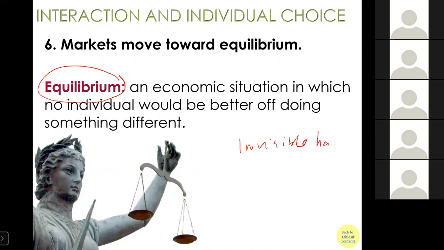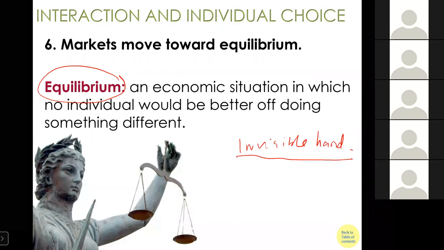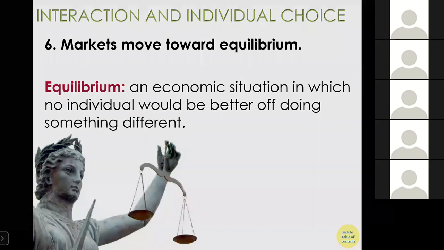So this invisible hand just follows the principle: everyone behaves in their best interest. Everybody exploits opportunities to make themselves better off. And towards the end, this principle leads us towards equilibrium. Okay? So those are the 6 principles we discussed.